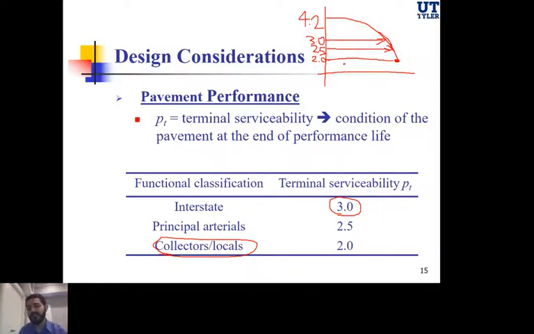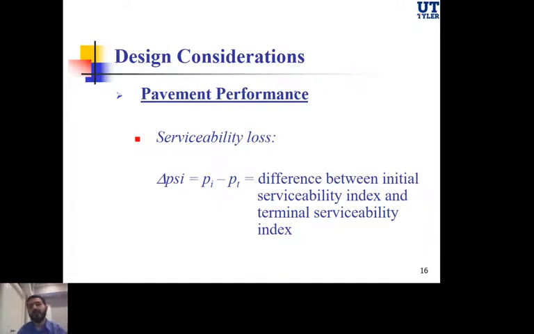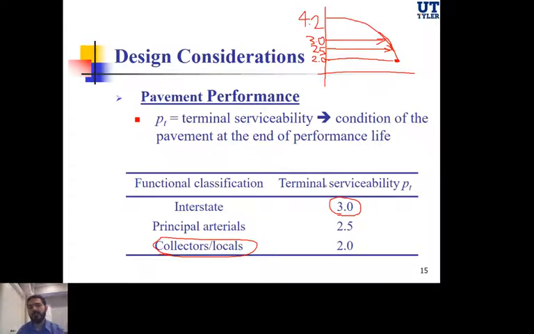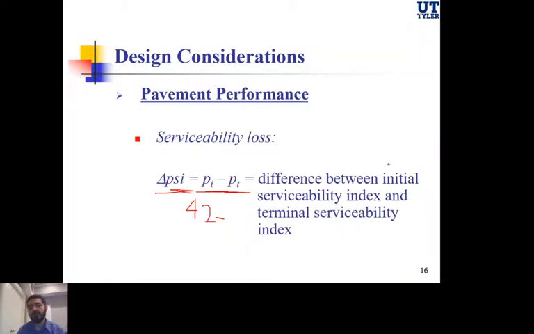Another term: we have the initial serviceability, which is PI, and the terminal serviceability, which is PT. The difference between the two, which is what we call delta PSI, is PI minus PT. This is the difference between the initial serviceability and the terminal serviceability. So let me ask you this. For example, if I have Interstate 20, what would typically be the delta PSI for a pavement? For a perfect pavement, it's 4.2 minus PT. PT, based on interstate, is 3. So terminal serviceability would be equal to 3. Therefore, the delta PSI would be equal to 1.2.